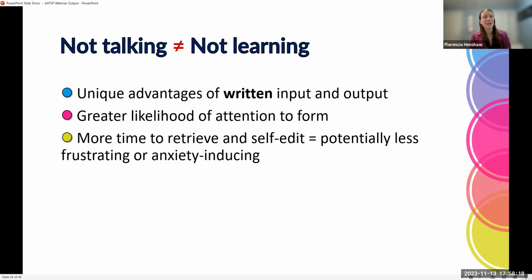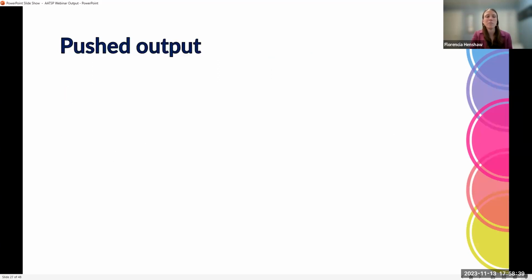So to be giving them that breather of being able to self-edit, to lower that anxiety of having to participate, if you will, in class, in associating participation always with spontaneous oral production. It doesn't have to be that way, right? There's a lot of good things about written output.